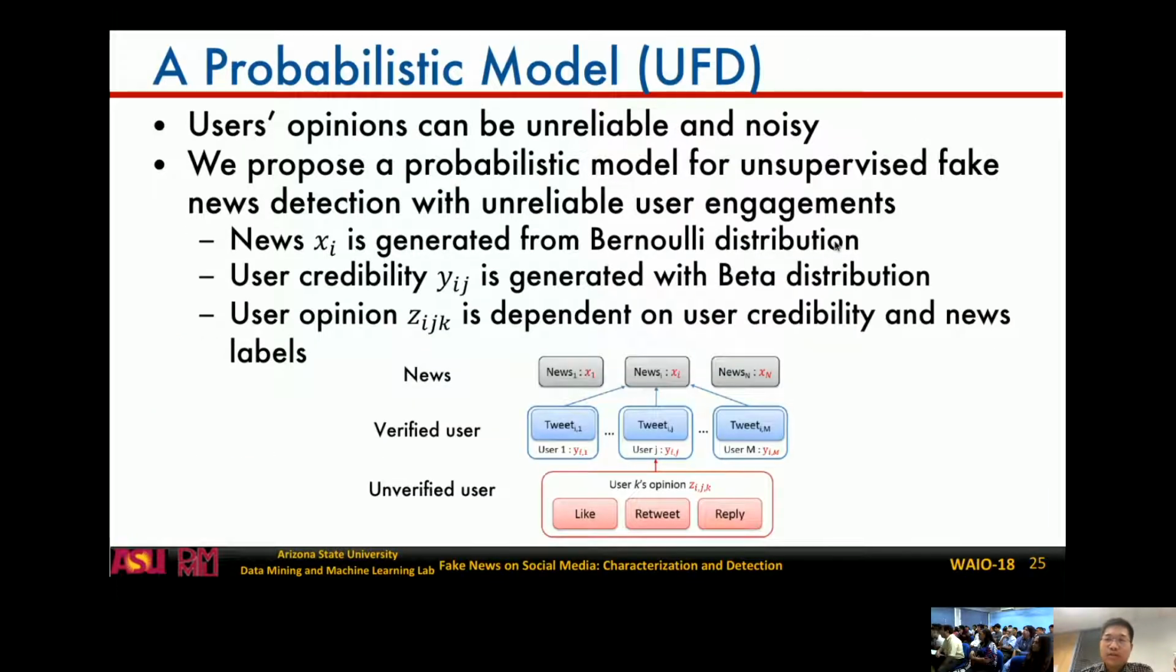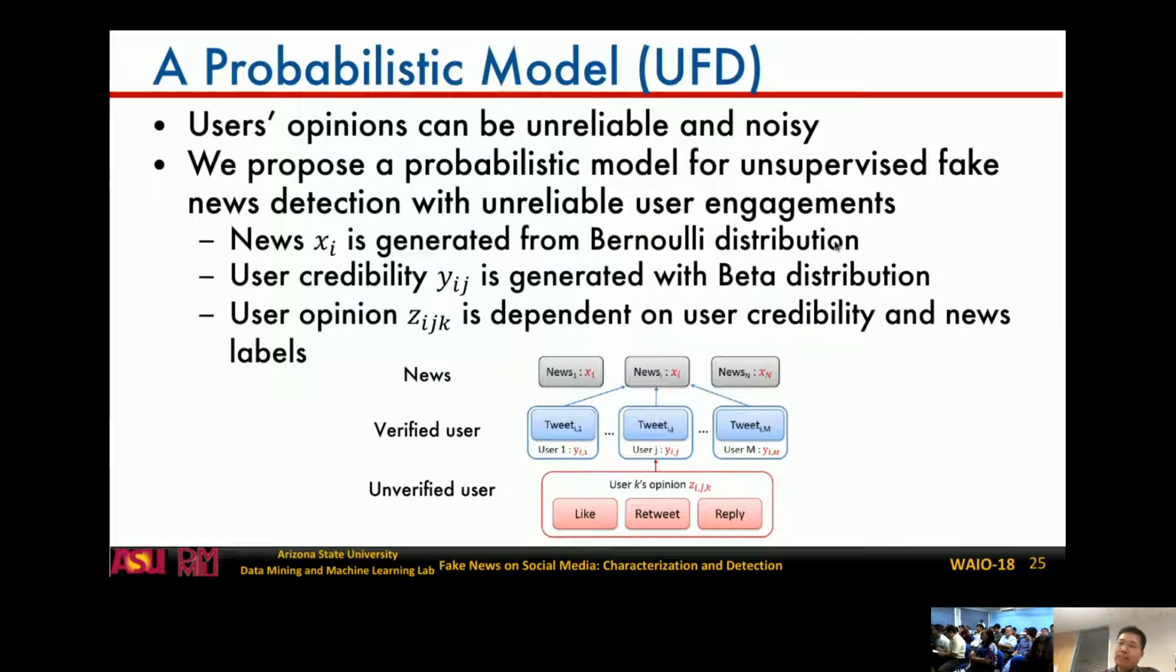But there's a problem, right? As I said, not all users on social media are reliable. That's why we need to consider user credibility. So in this model, we proposed a hierarchical probabilistic model, which can capture those users' opinions as well as user credibility simultaneously, and then extract features to do unsupervised fake news detection.